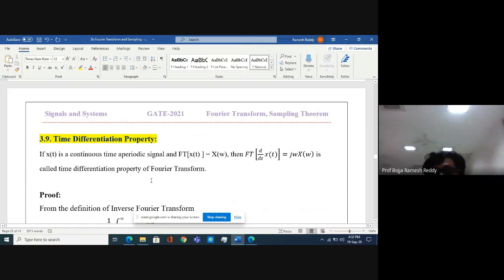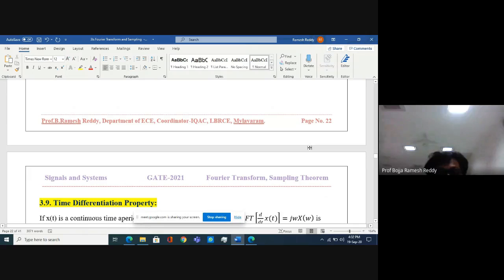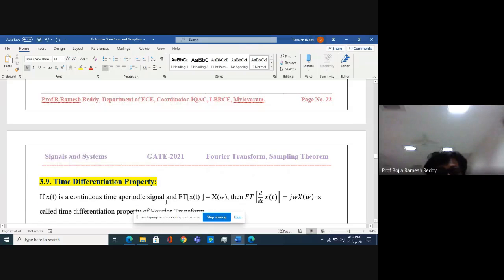Okay, in next module, 22 pages, up to 22 pages. In next module, we will see the remaining properties of Fourier transform, and also we will see Fourier series. We will complete Fourier series and remaining properties of Fourier transform in next class.